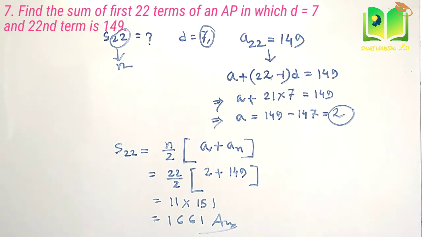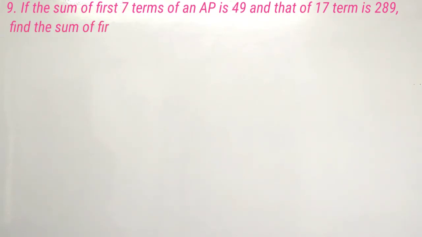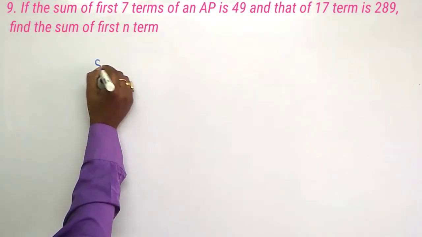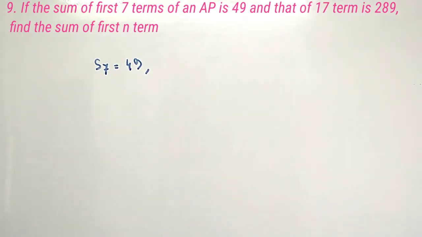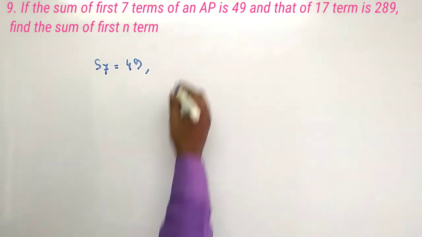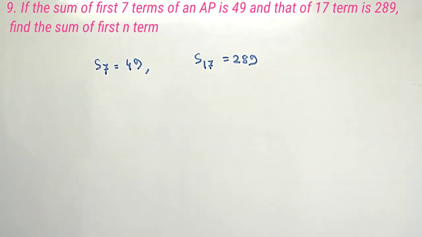Okay. So we will see now the next math. We will see question number 9. According to question number 9, what is there? If the sum of the first 7 terms of an AP is 49, means S7 equals 49, and the sum of the first 17 terms is 289, means S17 equals 289. This one is also given. So you have to find out the number of terms. How many numbers are there?